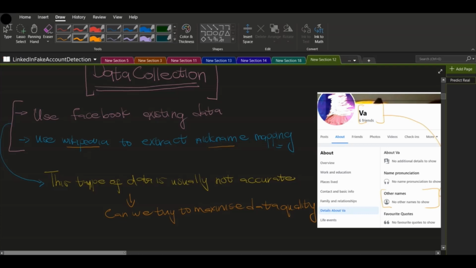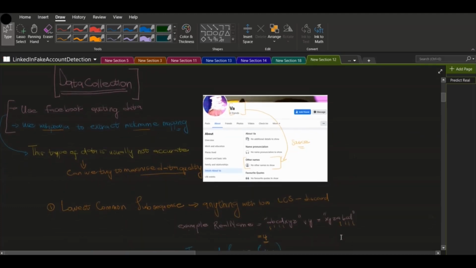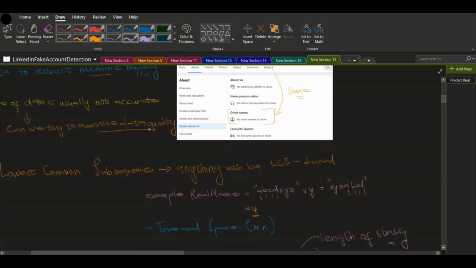However, this technique does not guarantee that we're going to get quality data. So we need to maximize data quality because this is quite important. How can we do that? We're going to leverage some computer science techniques, such as longest common subsequence. This is a programming challenge, I think a dynamic programming challenge on LeetCode. You can check this question out. But essentially the point is that if we're given a real name and a nickname, we want to see what characters match in the sequence.